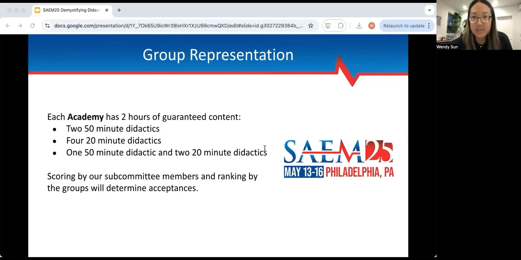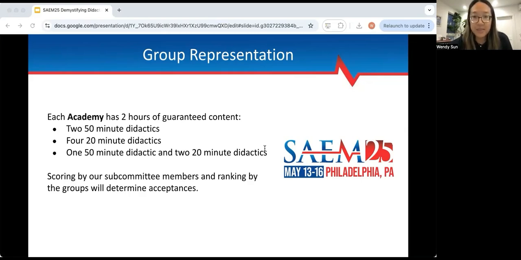Currently, each academy is guaranteed 2 hours of content, which means 2 50-minute didactics, 4 20-minute didactics, or 1 50-minute and 2 20-minute didactics. While the 2 hours is not guaranteed for committees and interest groups, looking at previous years' data, we do have representation of all committees and interest groups who have submitted a didactic.